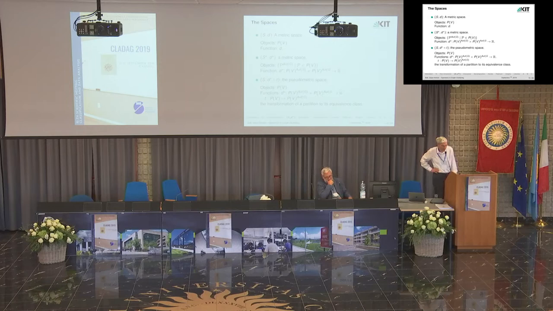That's the metric space in the original space. Then we have a metric space on S star D star. That's a metric space on the equivalence classes. And then we have a combination where we have the S, the group transformation on the D star, and that's what we call a pseudometric space. And this last one gives us the transformation of a partition to its equivalence class.